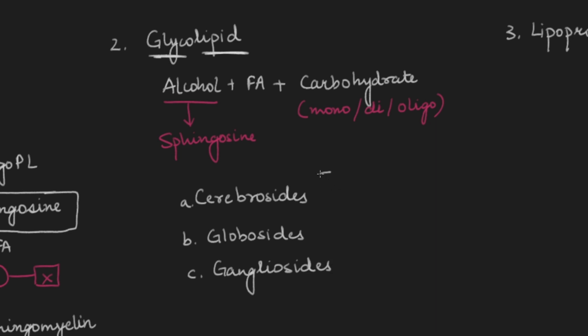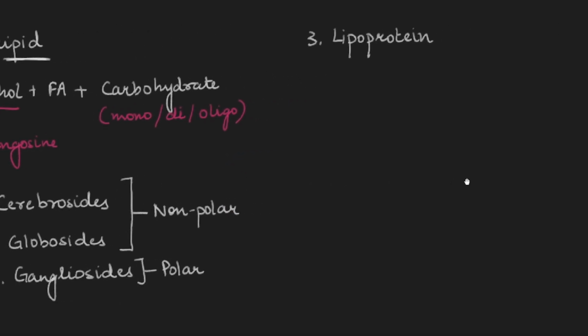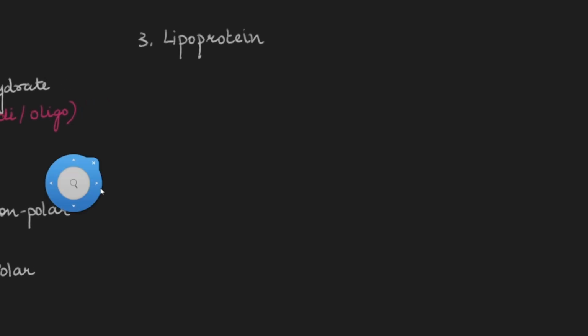Out of these three, the first two are non-polar, and the third one is polar. We'll have a look at their structures in coming videos. The last type of complex lipid is lipoprotein, and lipoprotein will have a lipid component and a protein component. Lipoproteins are different from the first two categories of complex lipids, so we'll just have a look at their examples right now.